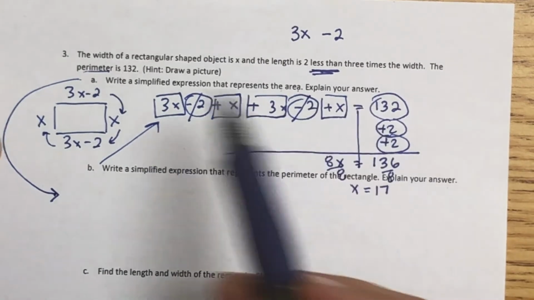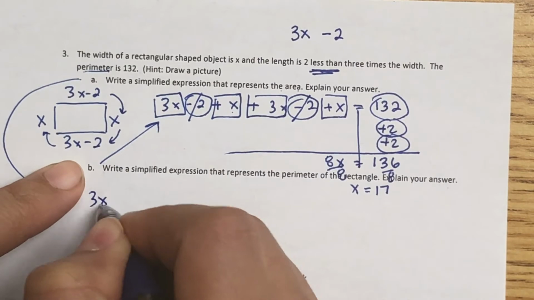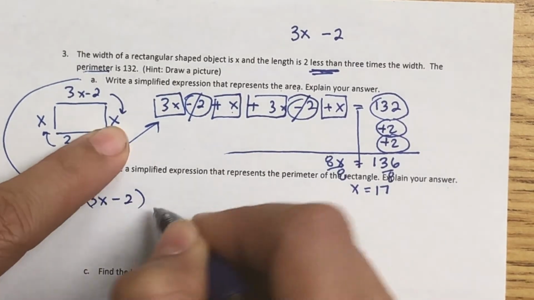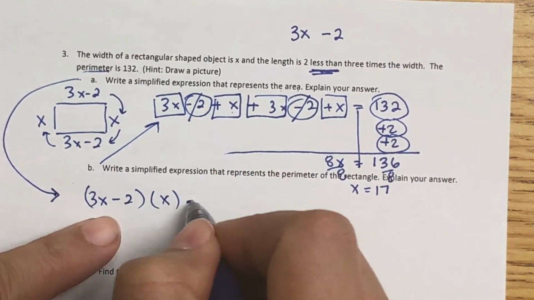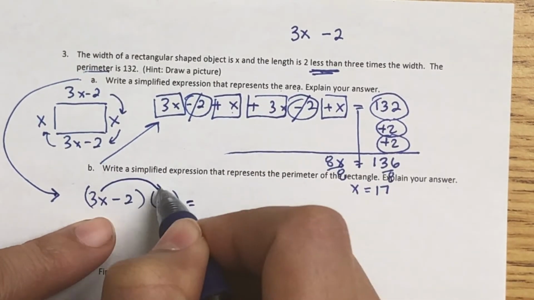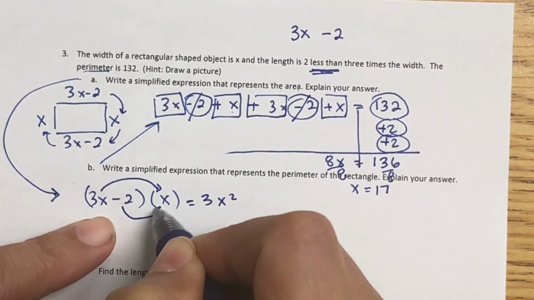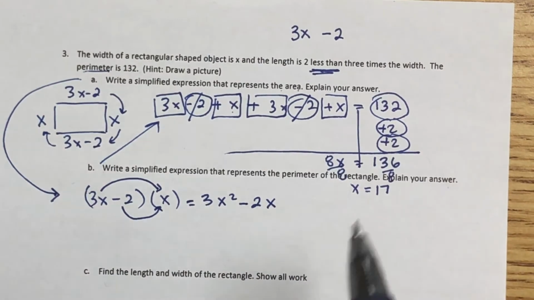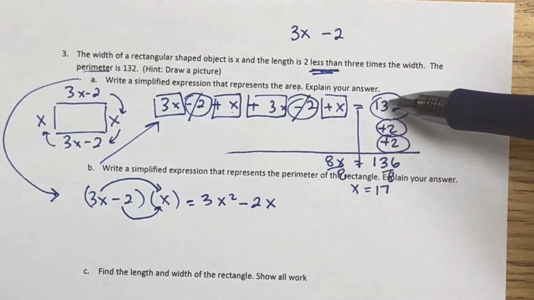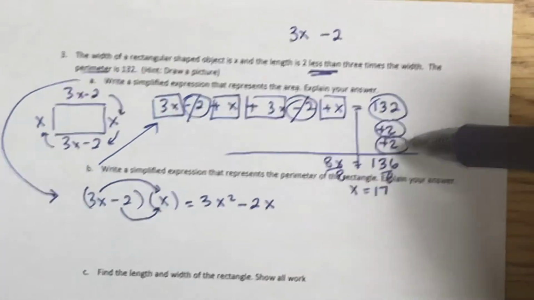Explain your answer. All right, so the area of a rectangle is length times width. So 3x minus 2 times the width, which is x. We're going to go ahead and simplify that. So 3x times x is going to be 3x squared, and then negative 2 times x is negative 2x. So that's the simplified expression. Now to explain your answer, I'm going to tell it to you in words. I'm not going to write it down, but you would have to write it down.